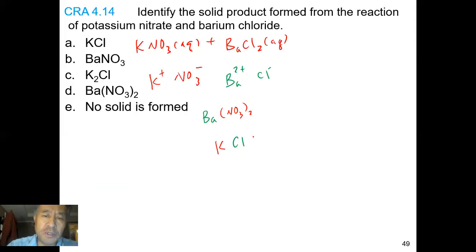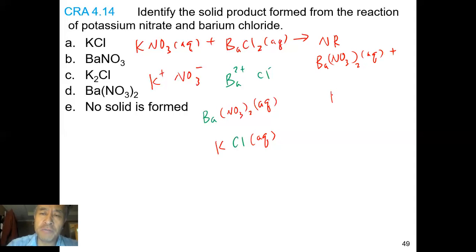By the solubility rule, most of the time the Cl compound is soluble except when Cl is combined with Ag, lead, or mercury. This is not one of them, so this is aqueous, meaning soluble. By the solubility rule, anything that has NO3 is soluble, so this is aqueous. Therefore, we don't have a reaction because you produce these two also aqueous. That means all the ions present before the reaction are also present after the reaction. Even if you write these two new combinations, they are all aqueous, so they exist in the solution as ions. Therefore, no solid. So the answer is E.